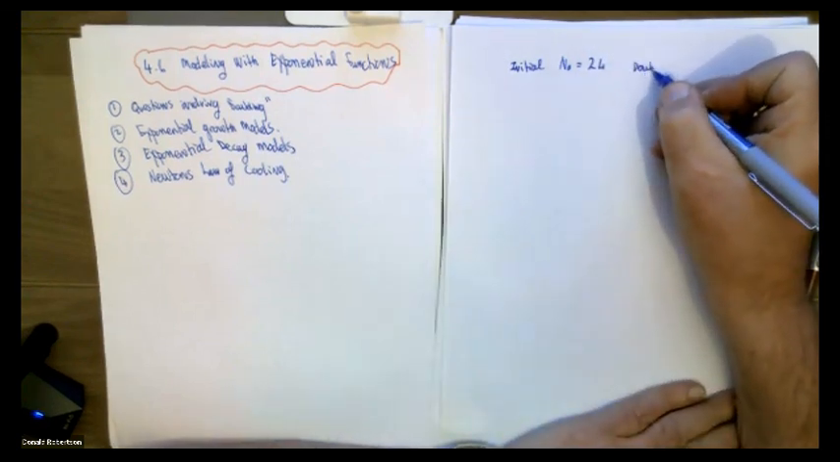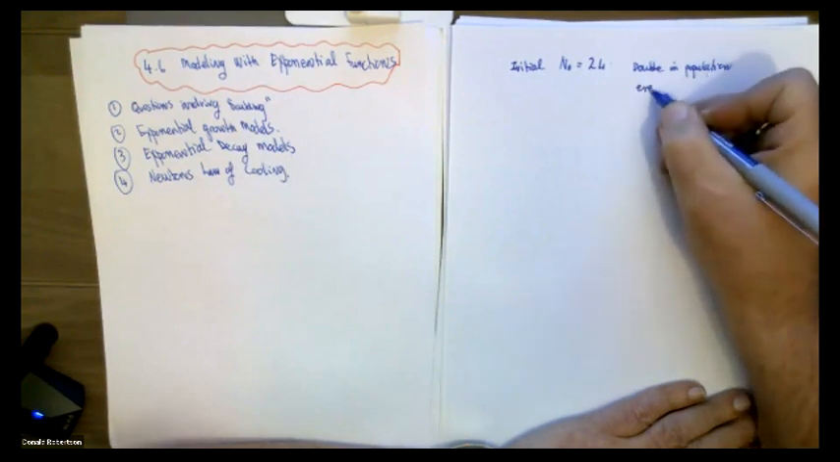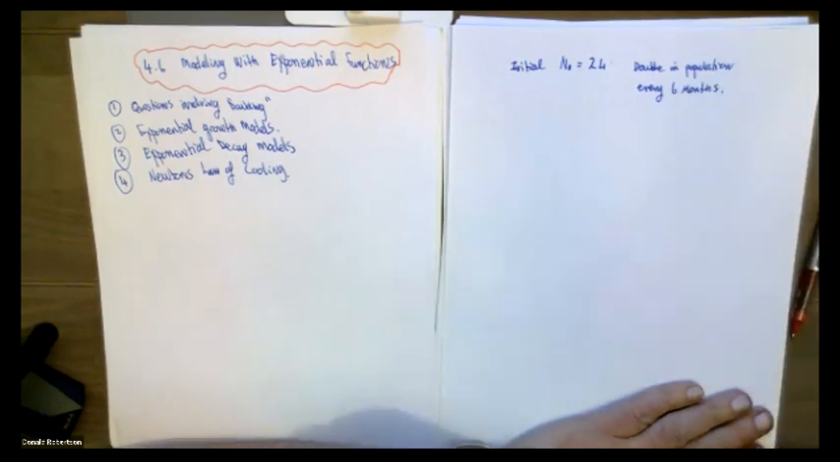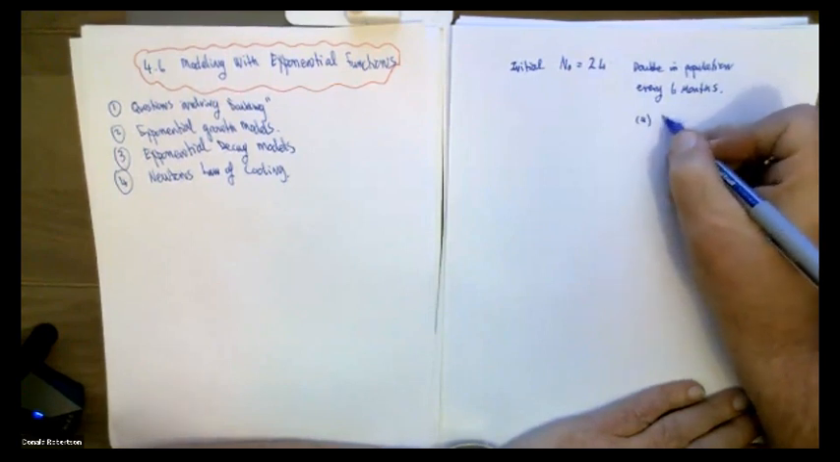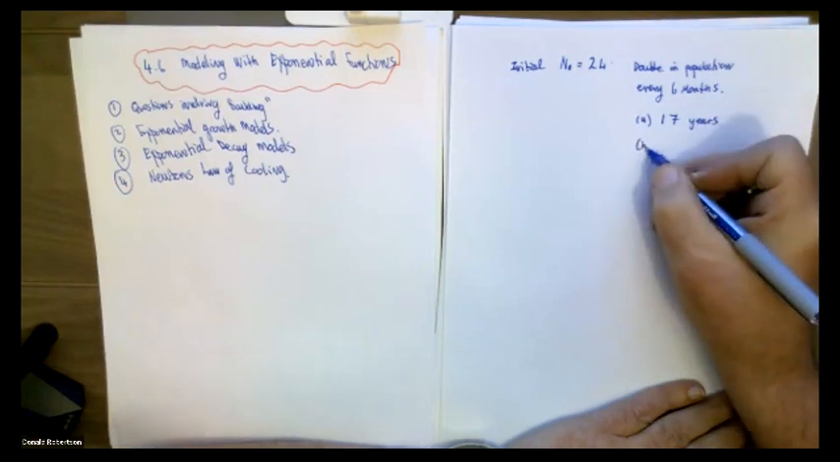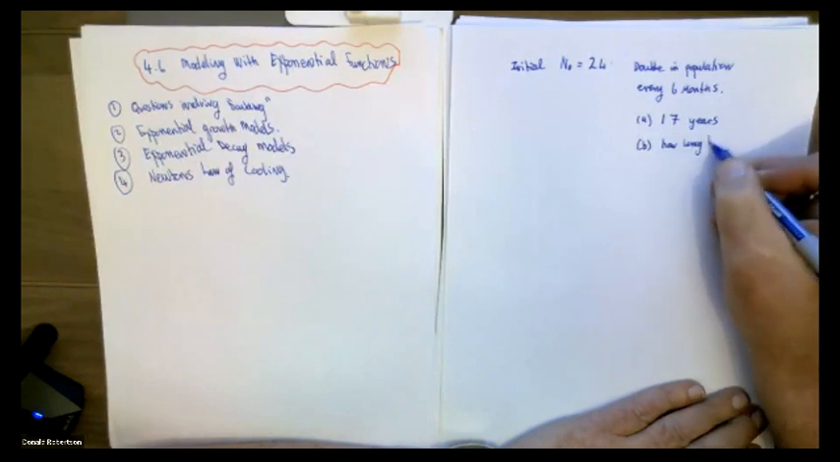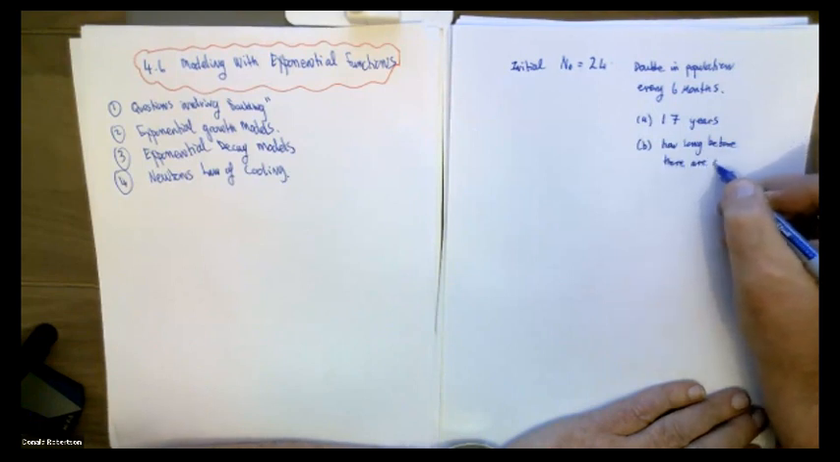These bugs double in population every 6 months. I would like to know how many bugs there are going to be in, say, 17 years, just a random number. And secondly, how long before there are 1,000,000 of them.